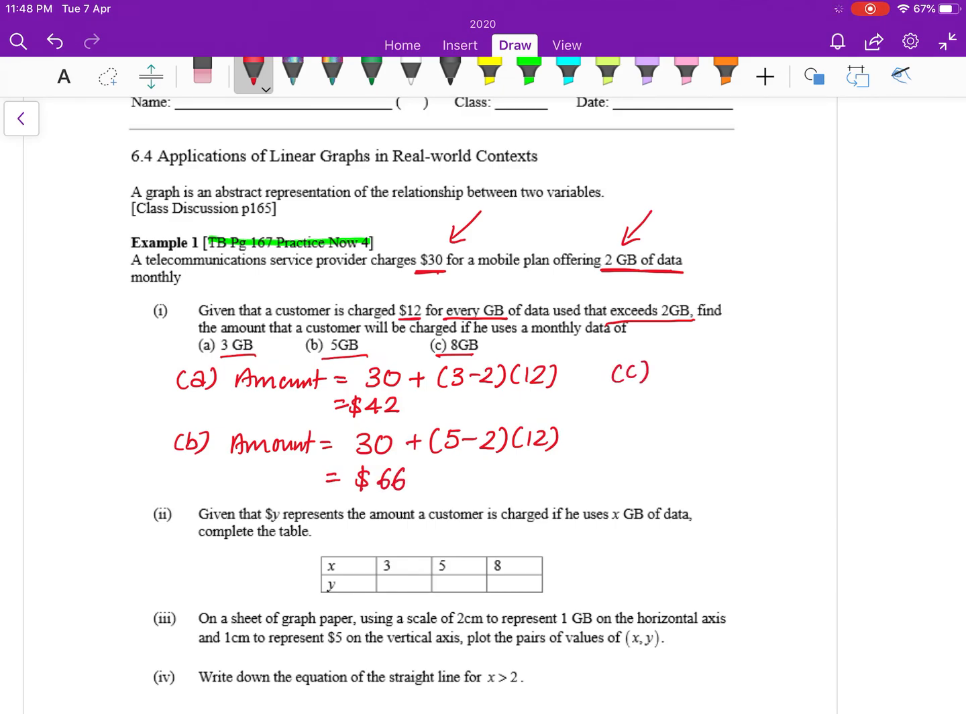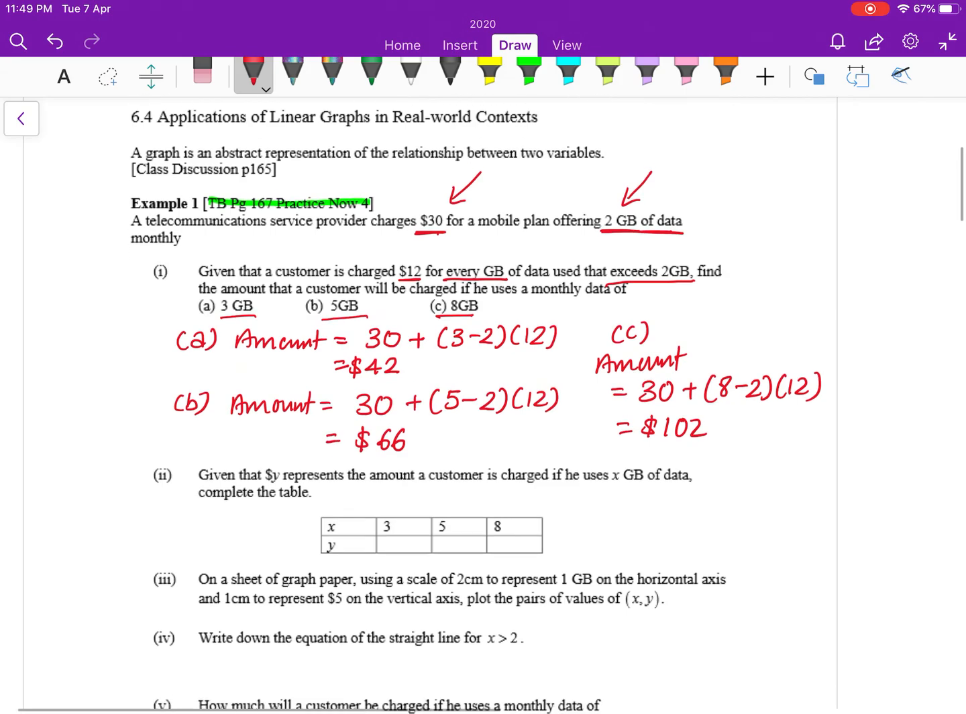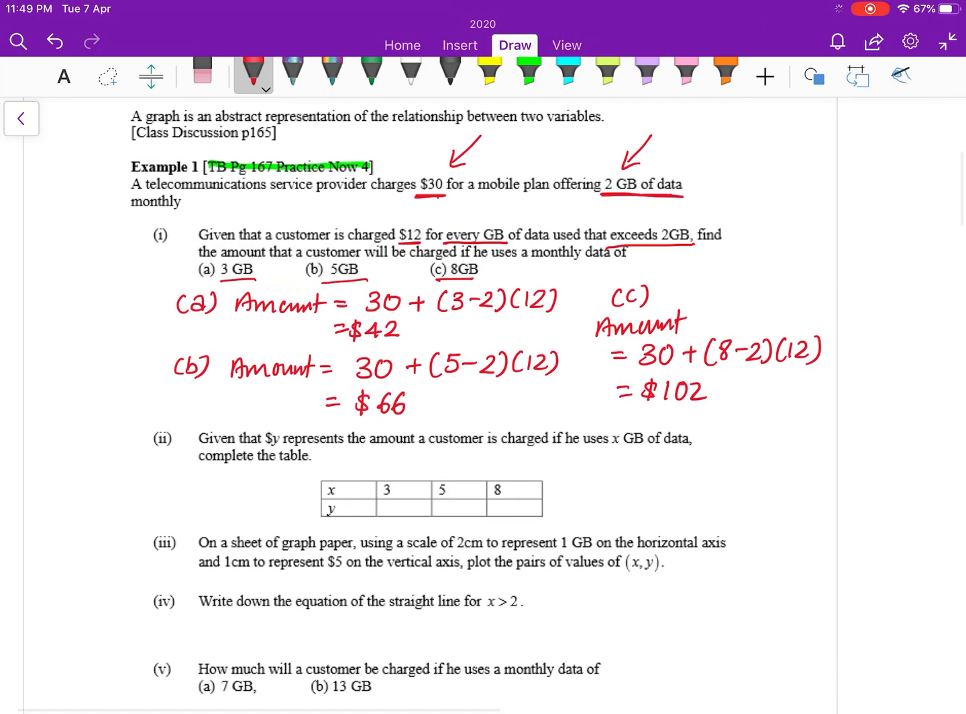Last but not least, part C. What if I use 8 GB? Oh, so I've exceeded by quite a lot. The amount will be the standard $30, the same as part A and part B, plus 8 GB take away 2 GB multiplied by 12. That will be 6 times 12 plus 30, which is $102. Okay, this is part 1.